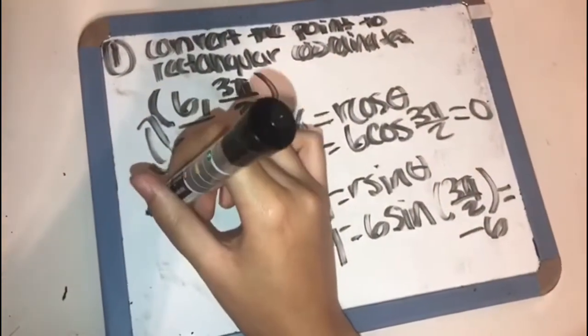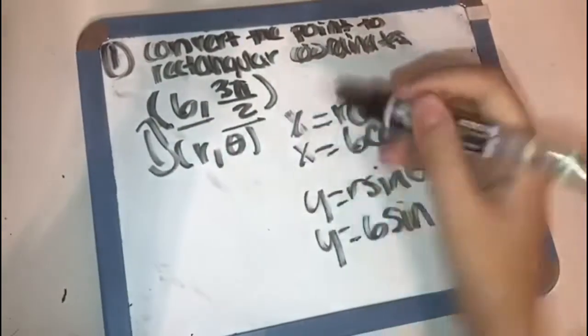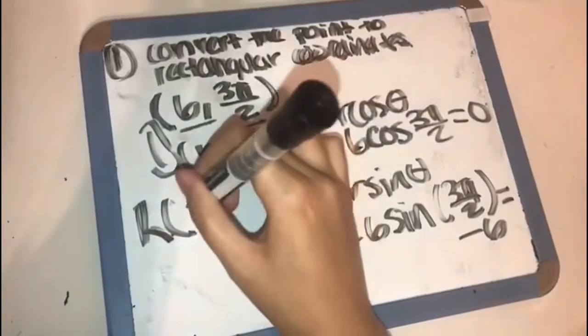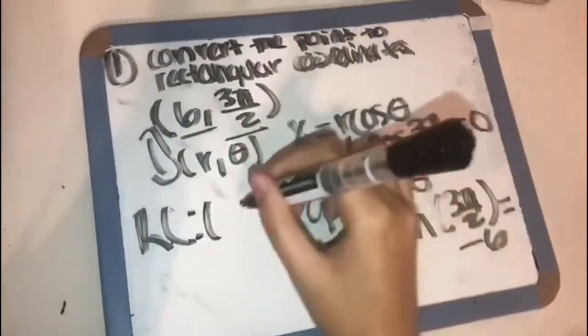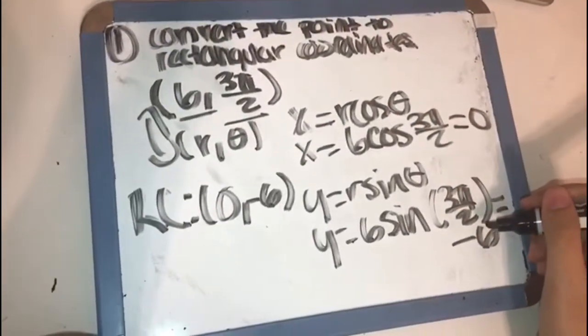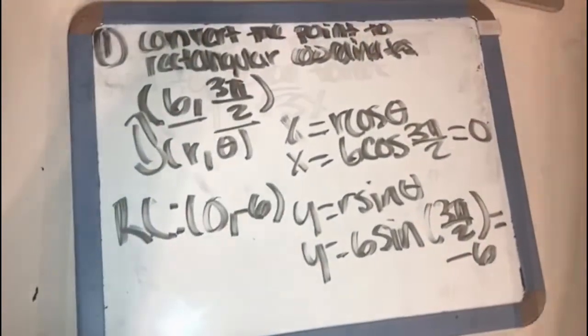So when you try doing it on the problem as a rectangular coordinate, that means that RC, which stands for rectangular coordinates, is equal to 0 and -6 as your final coordinates answer. And so this is how you solve for this problem.